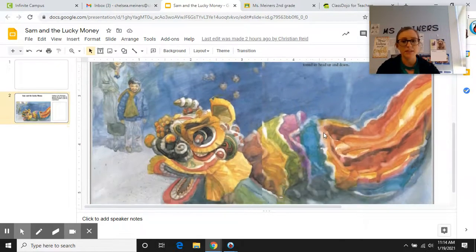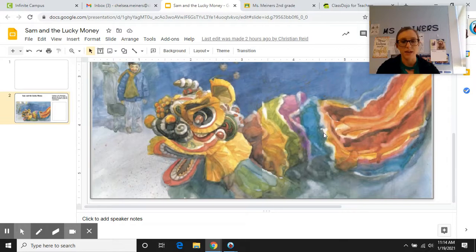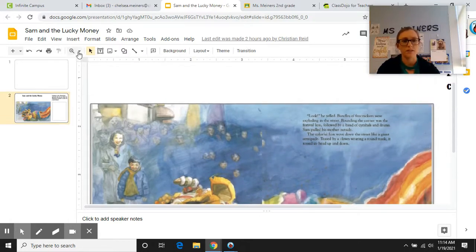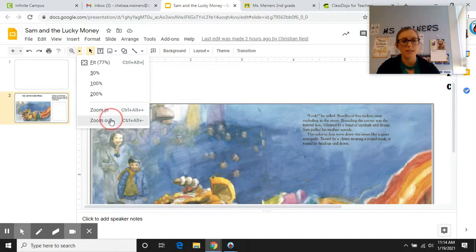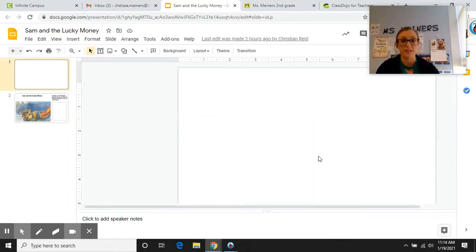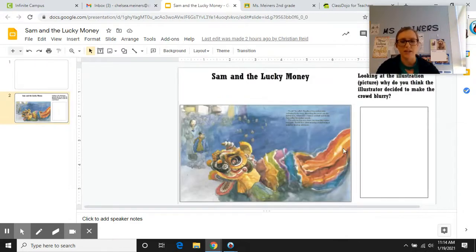Okay, so everything else is clear. We see the clear dragon. We see Sam and his mother that are clear, but the whole background of the crowd is blurry. So your job today is to explain why you think the illustrator did that, because the illustrator did it on purpose. Why would the illustrator make the crowd blurry?